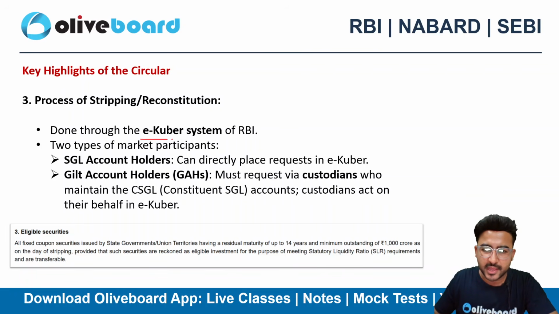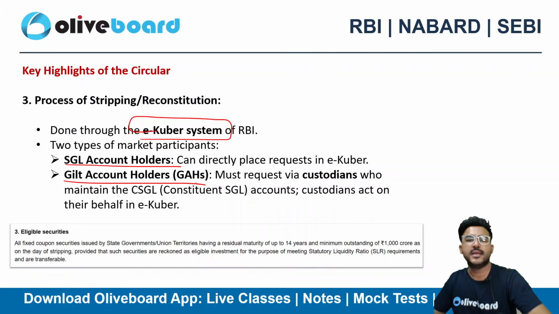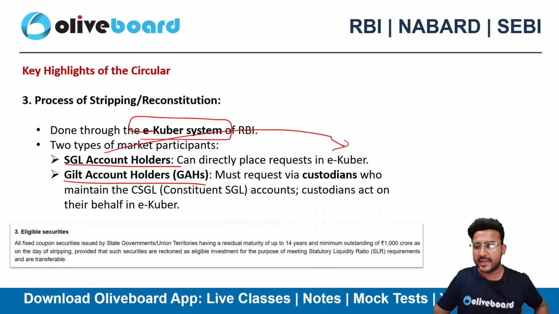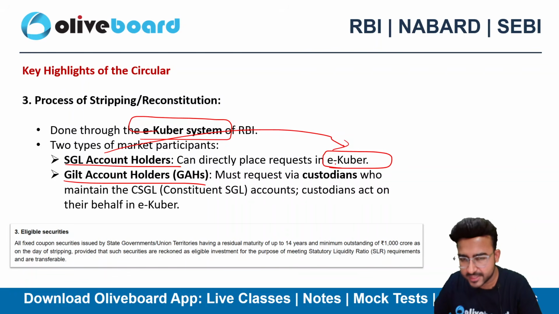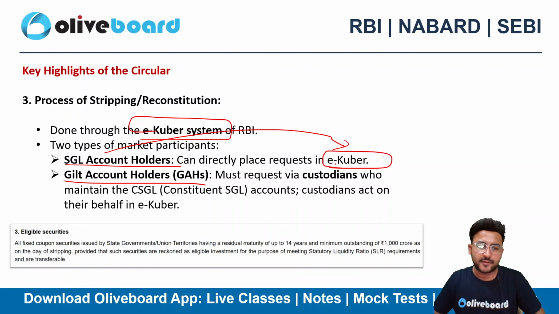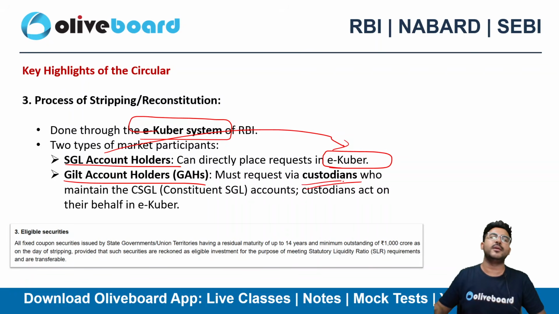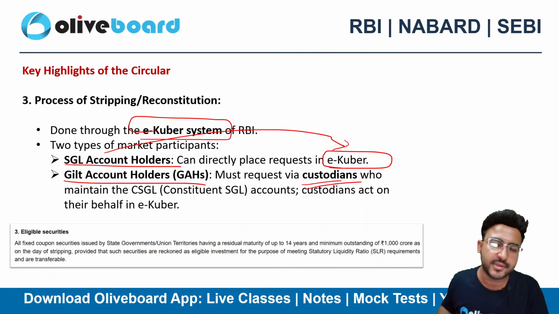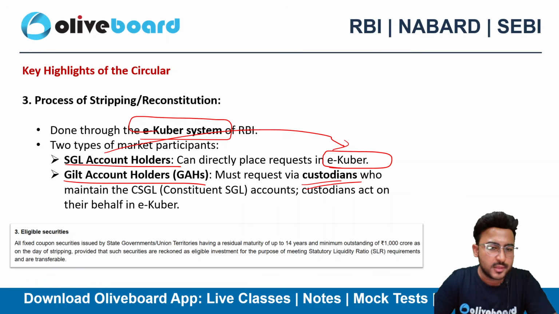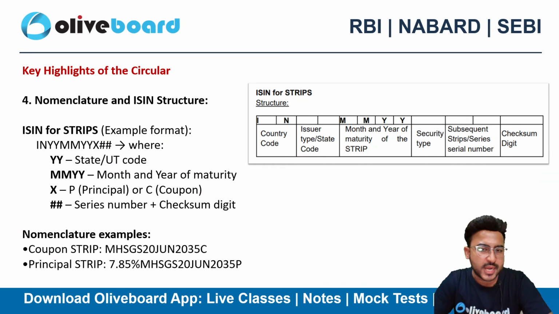Everything will be done via the e-Kuber system here. Two types of market participants will be there: SGL account holders and gilt account holders. SGL account holders, they do have a direct SGL account with the RBI, so they can use the platform. Gilt account holders need to request their custodian, who in turn is having a CSGL account with the RBI, right? So that will be the case.